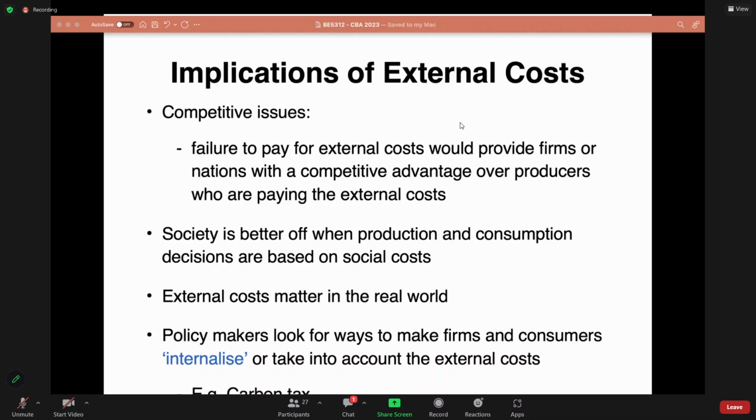Then there can be competitive issues too. Say a company in China might be able to produce things quite cheaply, compared to a company in a place where you have to take into consideration all these other aspects.